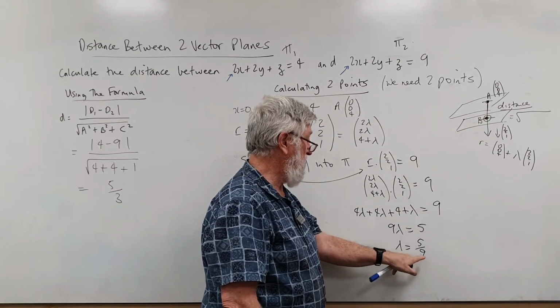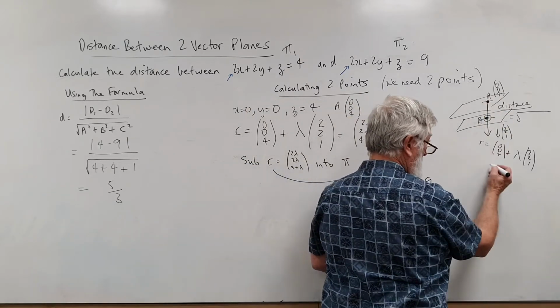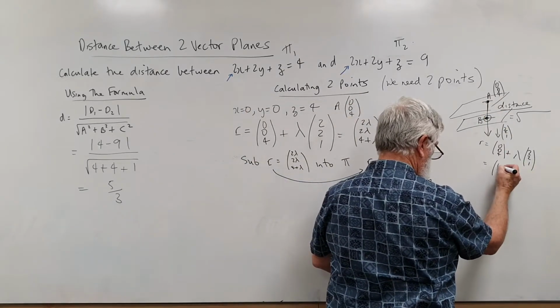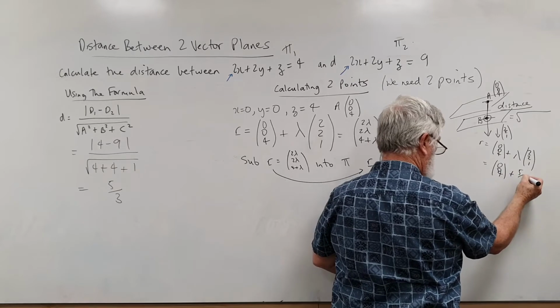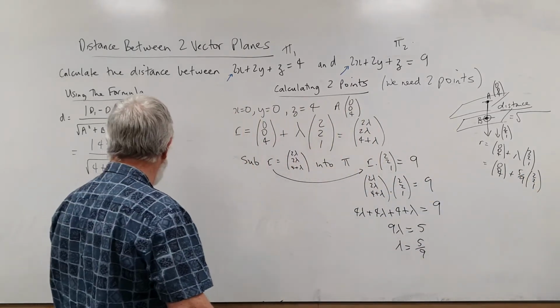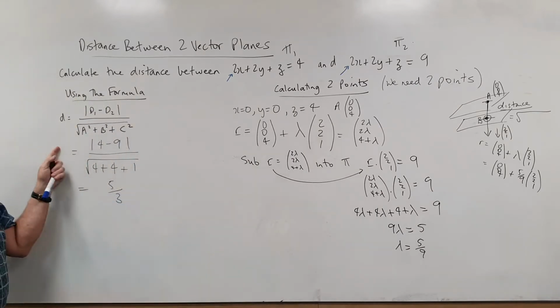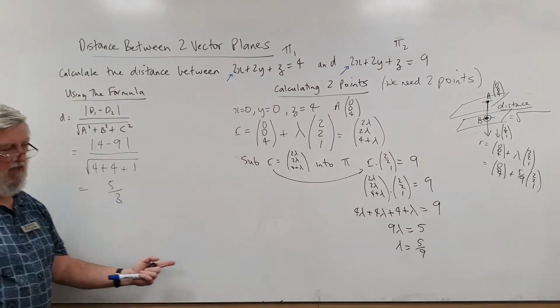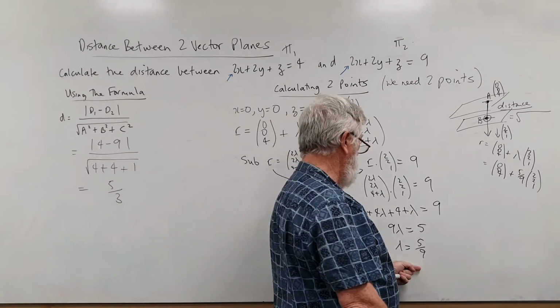So now I've got to substitute that back into that line. So literally there, I could have written it as (0, 0, 4) plus 5 ninths of (2, 2, 1). And you can see it's pretty long-winded. So doing it that way is so quick. But the understanding, I think, is important. So I'm going to come back to that.